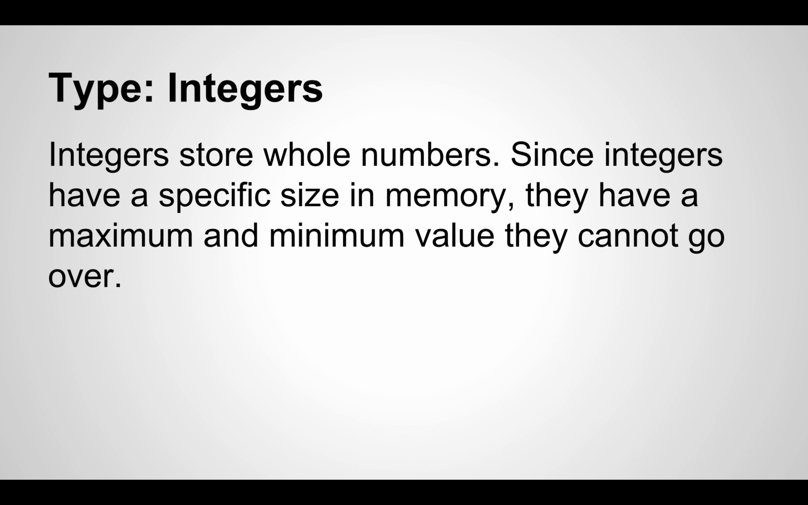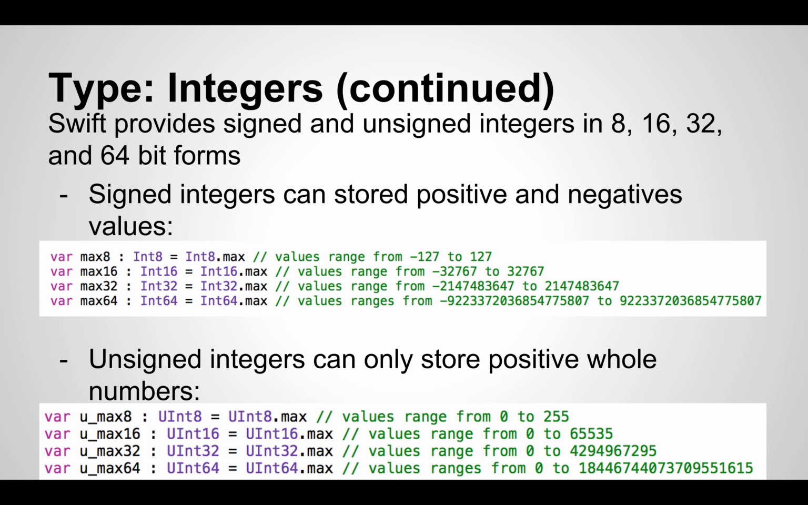Now, if you're counting the number of students in a classroom, the numbers are going to be pretty small, right? It's never going to go over 100. Now, if you're counting the number of cells in a human body, it's going to be in the trillions. So it's not going to be the same size, and you're going to need a lot more room in memory. These are examples of the different types of integers within Swift.